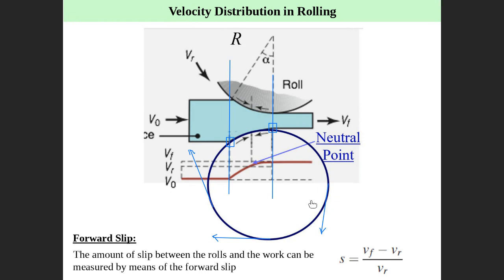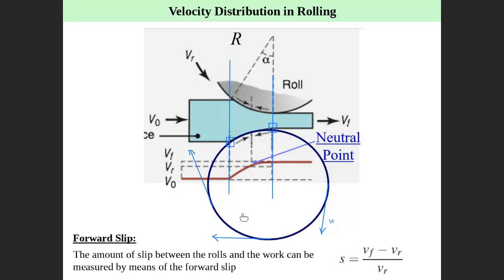So the roller here is rotating at VR. Let me write. This is a VR. What is a VR? VR means V roller, the speed of the roller, equal to what? Pi d n, or this is omega r. Omega is the rotational speed, r is the radius, which is equal to pi d n.